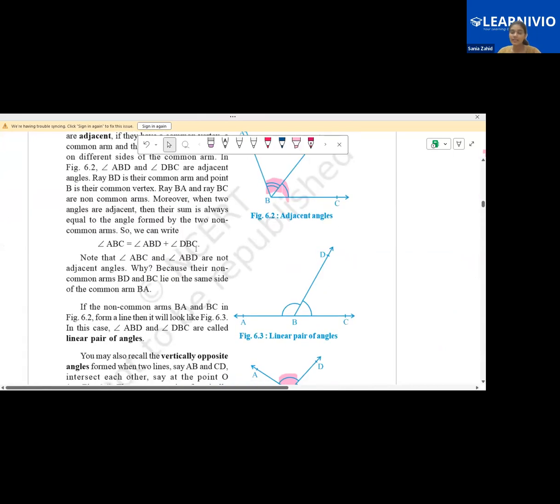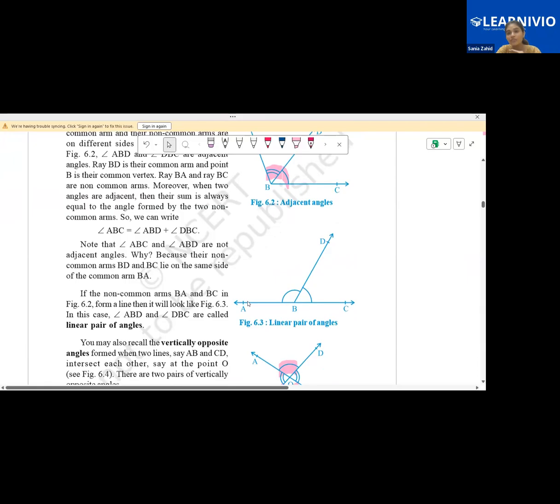Adjacent angles are basically when we have a common joining point of three rays, not two rays, three rays with a common joining point. So the two side-by-side angles that we have are called adjacent angles. Then we studied what a linear pair is. Adjacent angles, when they are formed on a straight line, are called a linear pair. And the property of a linear pair is that its sum is 180 degrees.